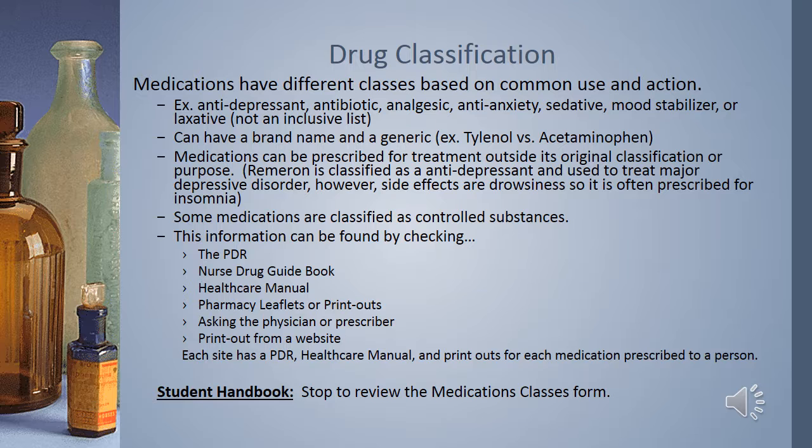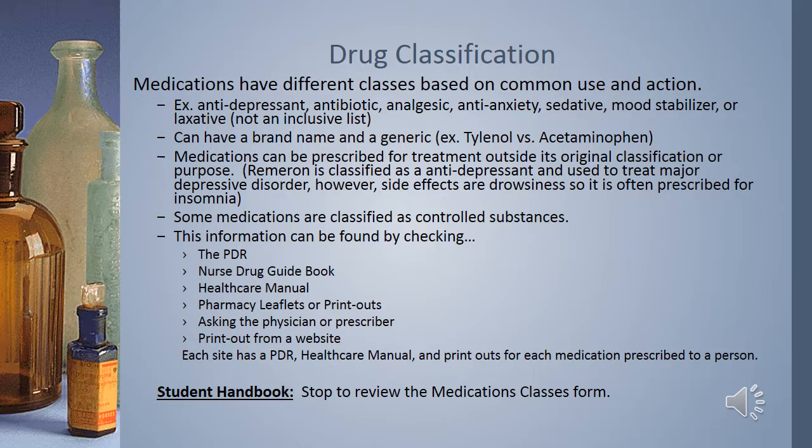Medications can be prescribed for treatment outside their original classification or purpose. An example of this is Remeron, which is classified as an antidepressant, used to treat major depressive disorder. However, a side effect is drowsiness, so it is often prescribed for insomnia. Some medications are classified as controlled substances. These require special handling instructions that we'll talk about later on in this class.